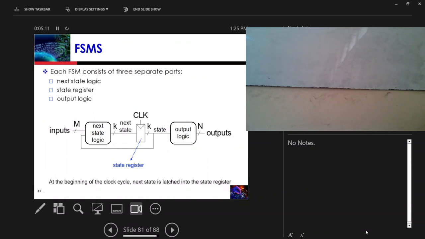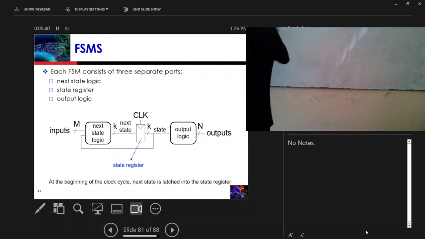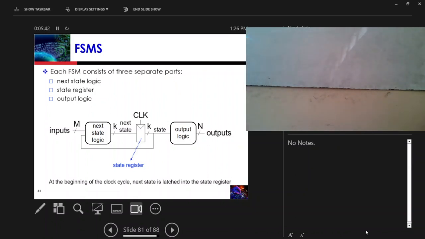Sequential logic, I've already explained it. This is just a brief recap. What is that FSM? F is finite, then state, then machine. Finite state machines, if you have not gone through them, this is how it looks.